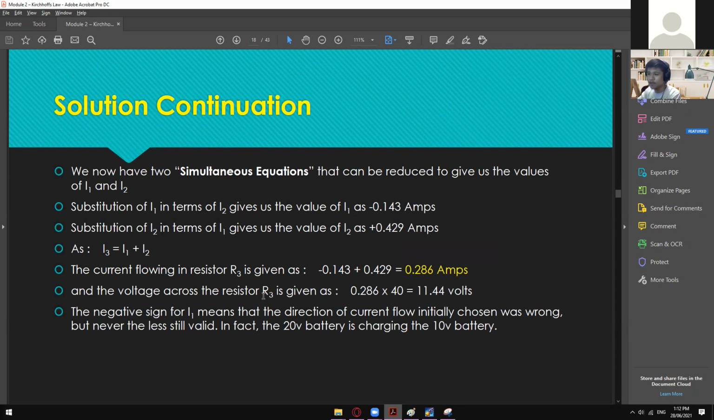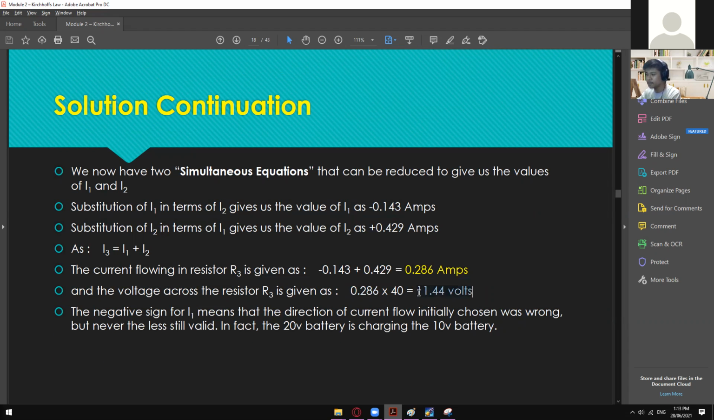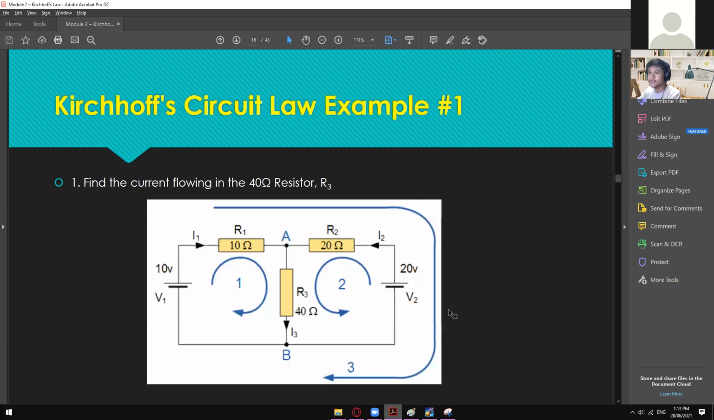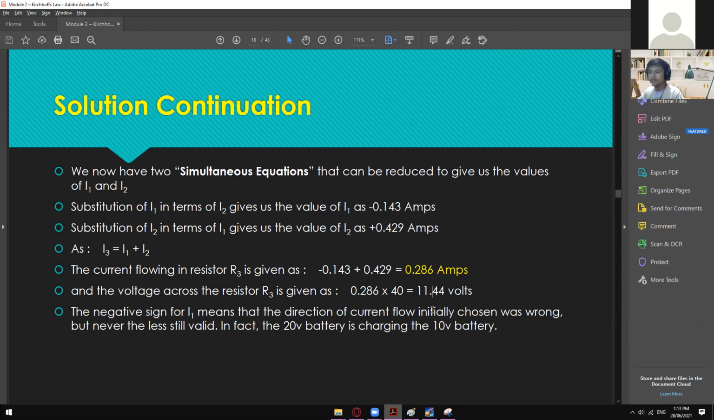If you want to get the voltage drop across RT, just get the value of I3, which is 0.286, and the resistor on that I3, which is 40 ohms, and you will get 11.44 volts. So that's it for example number one. Any questions so far?